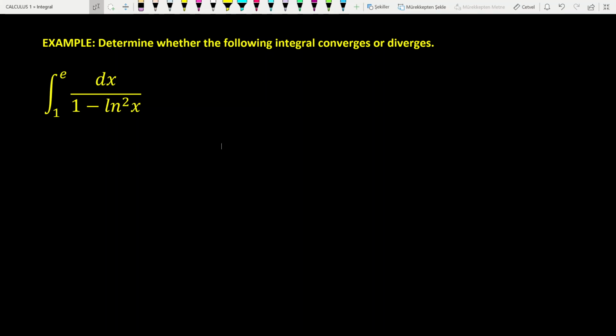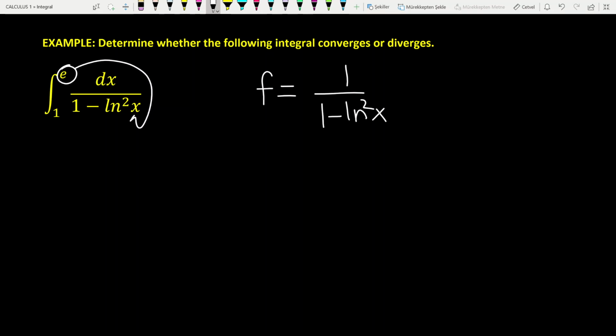Let me first write f. f is the integrand 1 over 1 minus ln square x. By the way, this is a type 2 improper integral. How do we understand? Look at the upper bound of integration. When you plug this value into x, you see that you have 0 in the denominator. This is why it's called an improper integral of the second type. This is f. What about g?